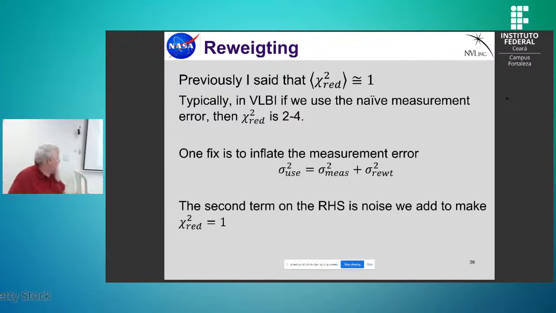So one of the sources, the dominant source of error, or the two dominant sources, are thought to be atmosphere and source modeling. So when we're propagating through the atmosphere, we're not modeling it correctly. Sources are not point-like objects. So we add in extra noise. This is called reweighting.